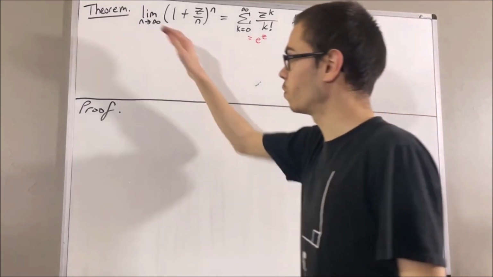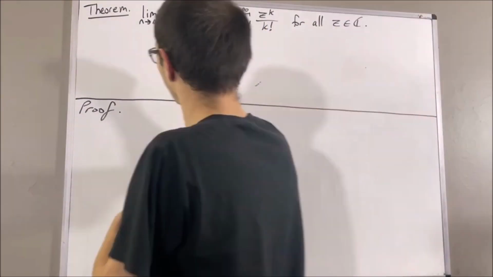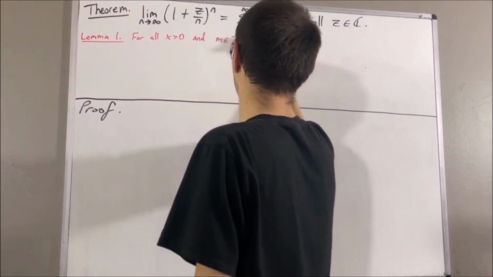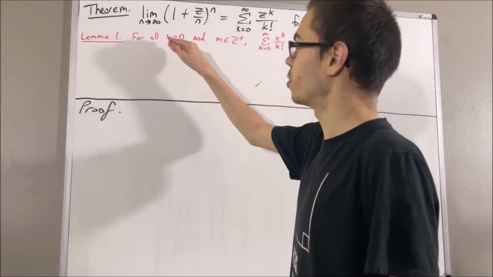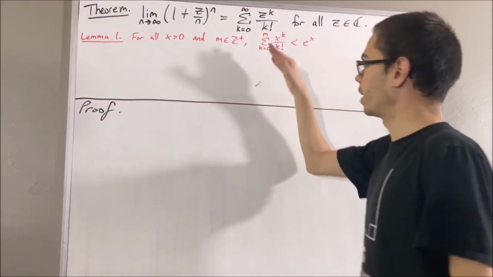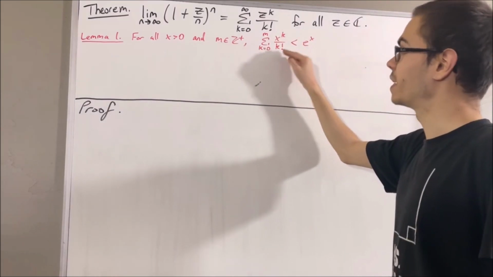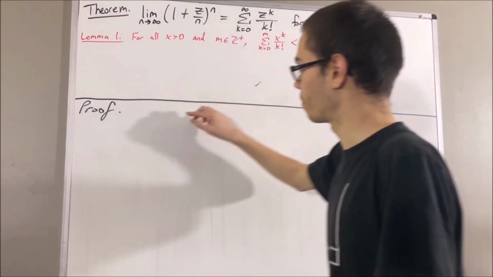Now, before we get into proving this theorem, we are going to prove two lemmas. Here's the first one. For all real numbers x greater than 0, and all positive integers m, we have that the sum from k equals 0 to m of x^k over k factorial is less than e^x. So let's prove this lemma.